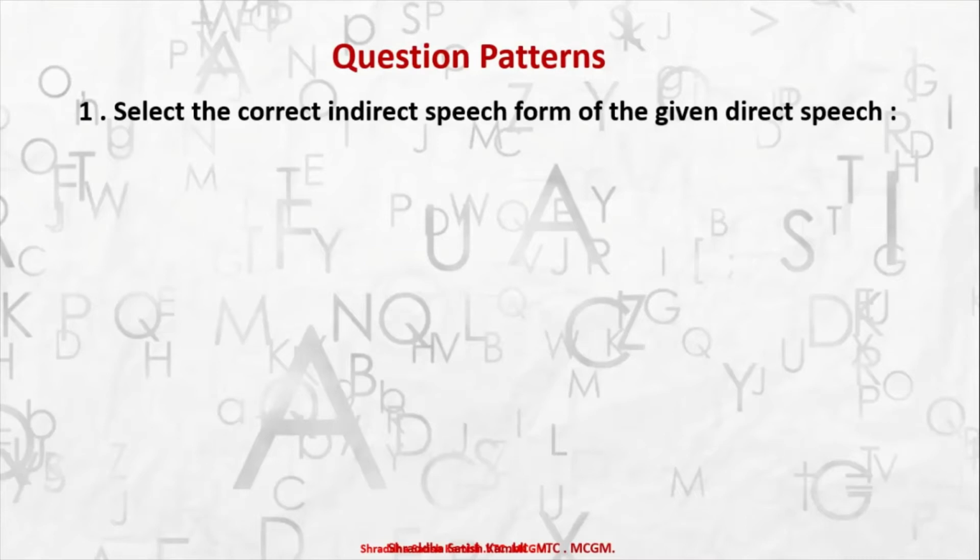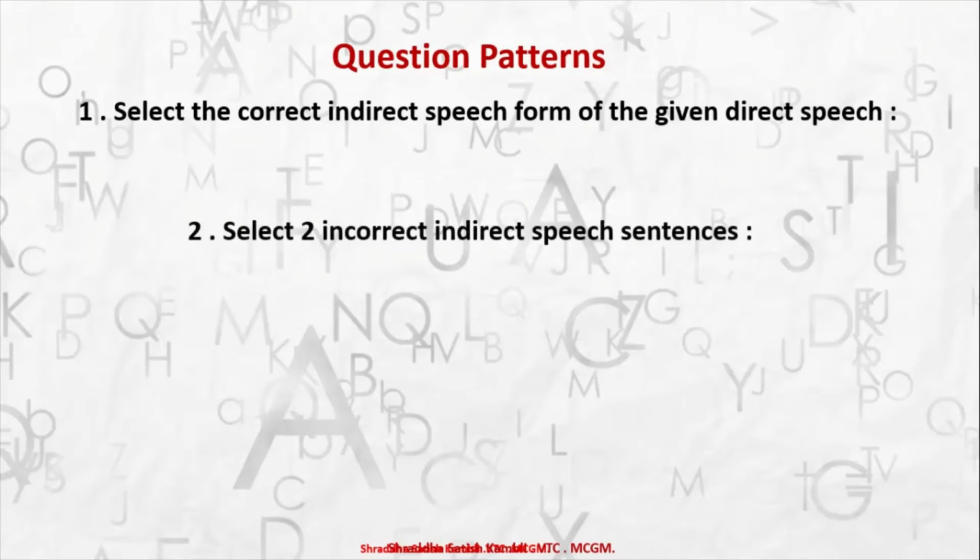For that, you need to understand the rules. Only if you understand that, you'll be able to select the correct one. In the second pattern, select 2 incorrect indirect speech sentences. So here you will get 4 sentences which are indirect speech, but there might be some kind of grammatical error or mistake in these sentences. So you have to pick out which 2 are incorrect according to grammar or according to the rules.